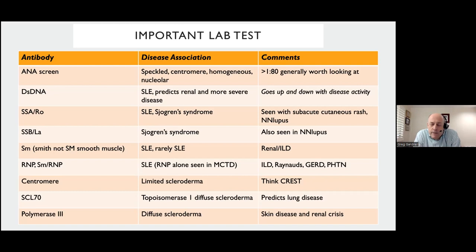SSA, or Ro, depends on if you went to a Ro or an SSA school for medical school, what you call it. SLE and Sjogren's syndrome, often seen with rash, polyarthritis. Also neonatal lupus, as we've mentioned. SSB, or La, is mostly seen in Sjogren's syndrome, also rarely in neonatal lupus syndrome. Smith, this is not SM, this is not smooth muscle. This is Smith, named after Miss Smith, who was a patient actually at University of Washington. Seen in SLE and as part of the criteria.